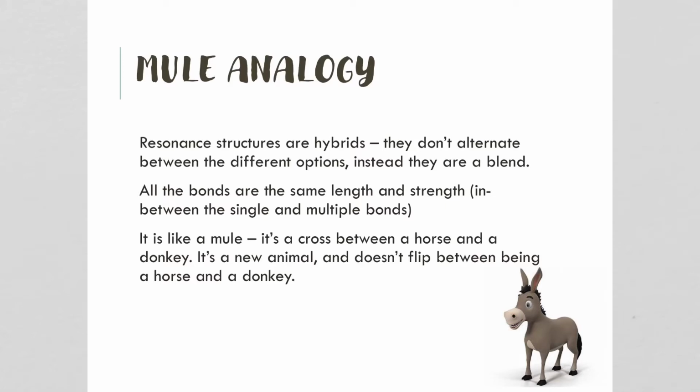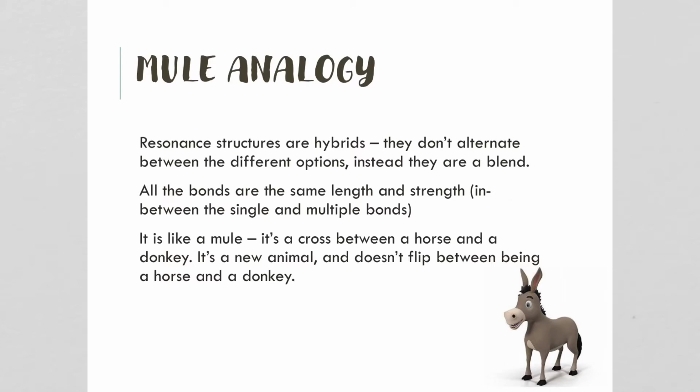But chemists will use the mule analogy to help explain this. It's explained a little bit more in depth in our cognitive textbook if you would like to read the analogy. So basically it's like a mule. As you know, or maybe you don't know, a mule is a cross between a horse and a donkey. It's a brand new animal. It doesn't flip from being a horse and a donkey, it's a mule.